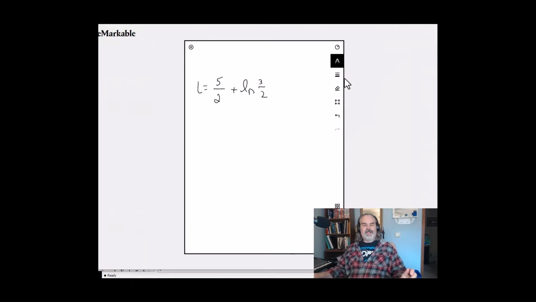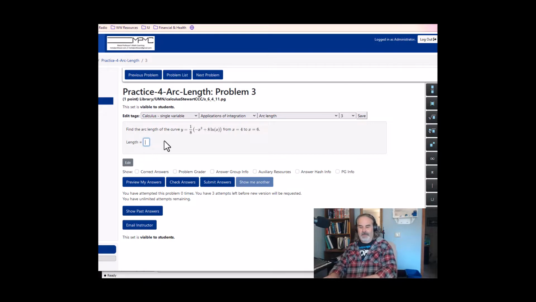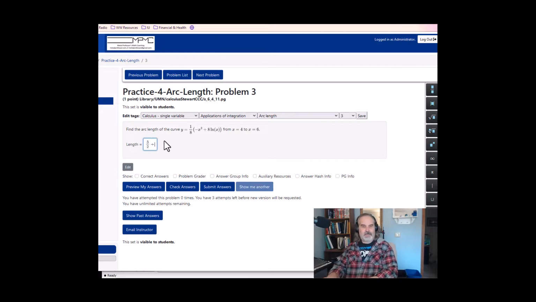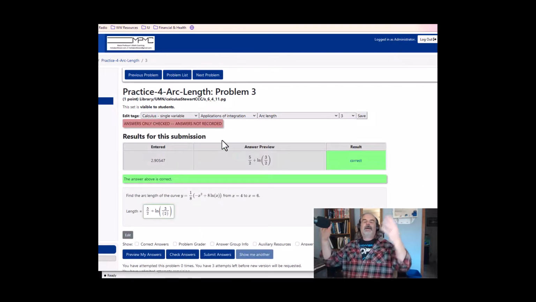So there's a slightly tidier version of that value. And so now, go back here, we've found the arc length should be 5 halves plus natural log of 3 halves. Check it. Peace and tranquility for all 3 arc length problems.